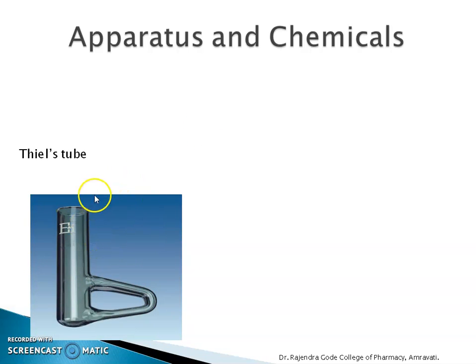Thiele tube is the first and basic requirement for melting point determination if we are going for physical determination, or we can use a digital melting point apparatus instead of Thiele tube. The second important parameter is a thermometer to check the temperature at which the substance gets melted.